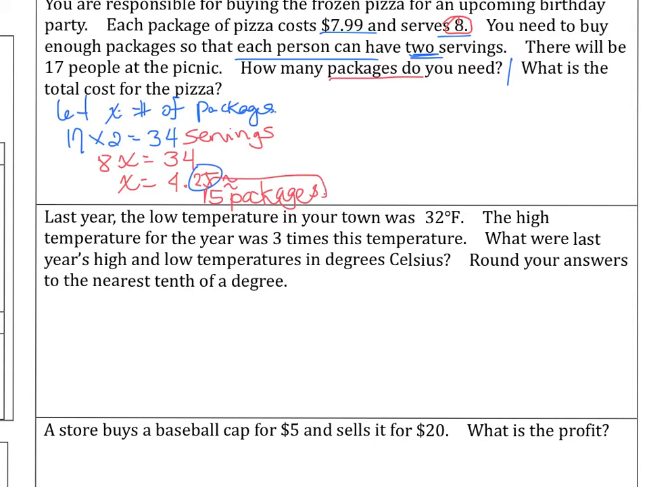What is the total cost for the pizza? So you could take $7.99 and multiply that by 5. Final answer will be $39.95.